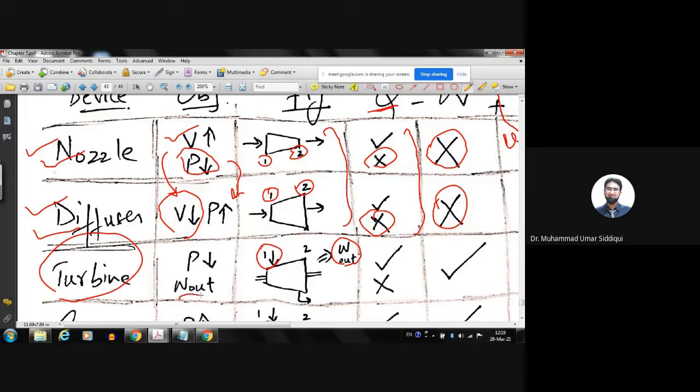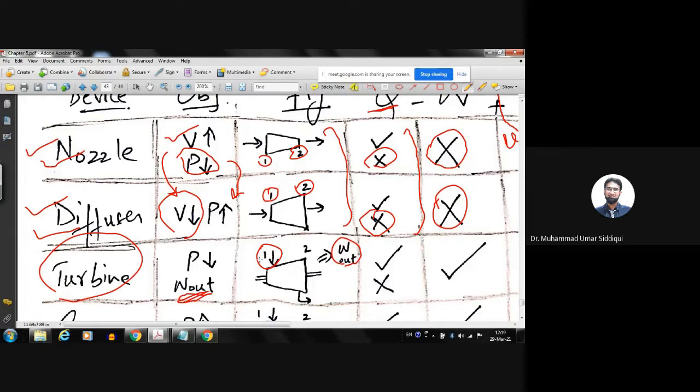Work output could be in any form. Either it could be in the form of running an engine, or it could be running a generator and producing electricity. But there will be work output. So the main objective of the turbine is to produce work output. But how is this work output produced? It converts the pressure energy to work output. So the pressure decreases.